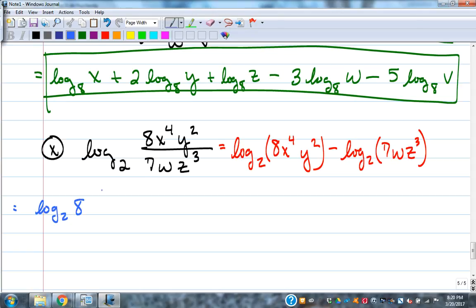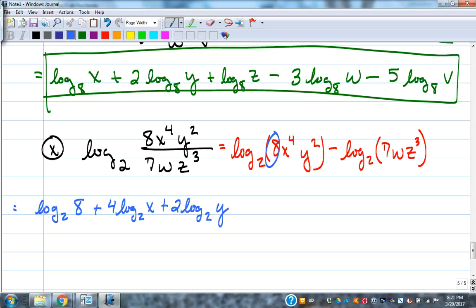Log base 2 of 8 plus the 4 log base 2 of x plus, and then what's the y part go to? This 8 doesn't have an exponent, so you can't combine it and have 8x. That's not 8x to the fourth, it's 8 times x to the fourth. So that's why I've got log base 2 of 8 in the front, and then the 4 log base 2 of x. And what's the y become? 2 log base 2 y.